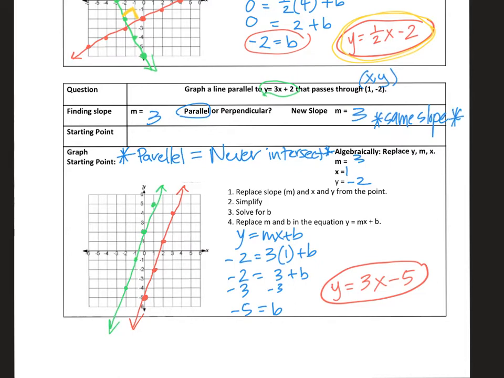So as you can see, the line that's green and the line that's red, they look really similar, and that's because they have the same slope. However, they have different y-intercepts, so they are never ever going to intersect. However, they do have the same slope, and that's why they look so similar.